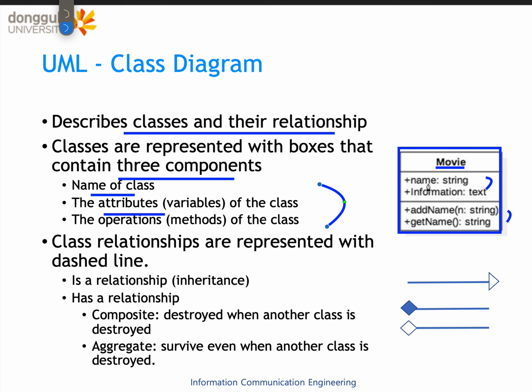Okay, so when you define a variable, you have to define its type, like string, text, or integer. So it should be described in the class diagram. Also, when you provide a method, it must have parameters and a return type, and they should be presented like here. Okay.